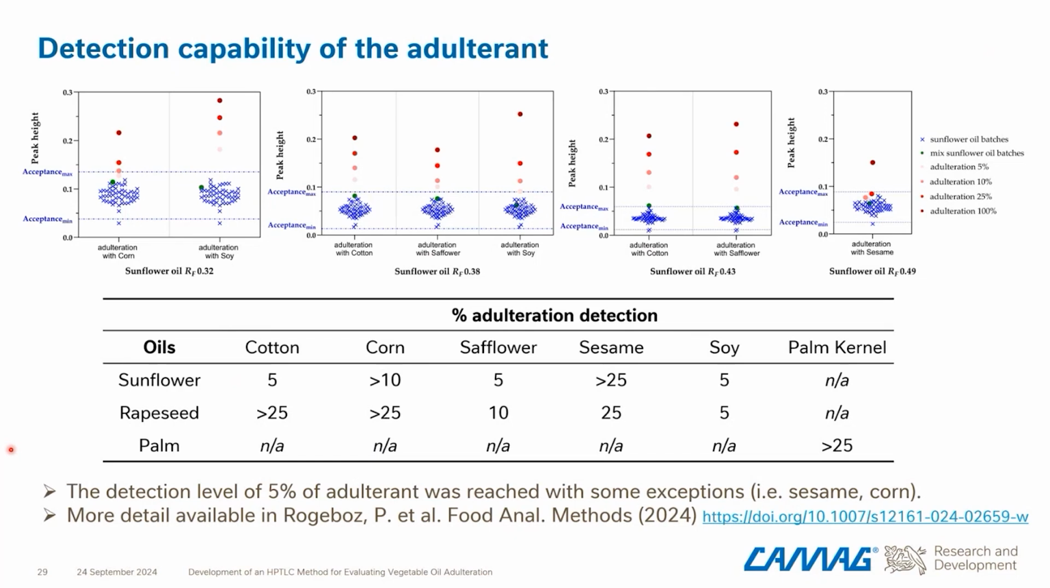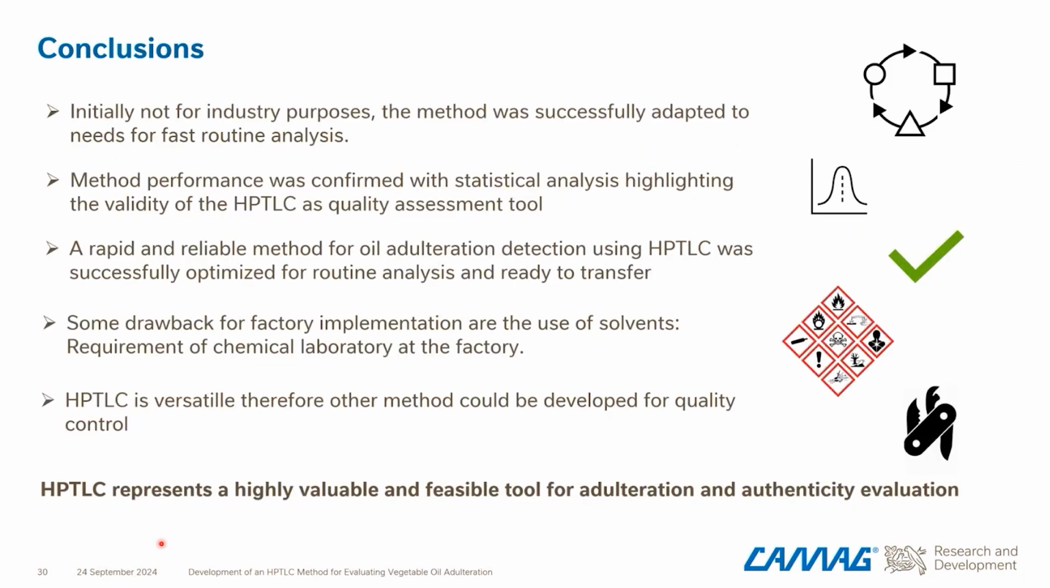So this makes the adulteration detection more difficult. For more details, it's available in the publication that we did with CAMAG in Food Analytical Methods that was published this year. So to conclude, initially the method was not for industry purpose, but this method was successfully adapted for the need of a fast routine analysis.